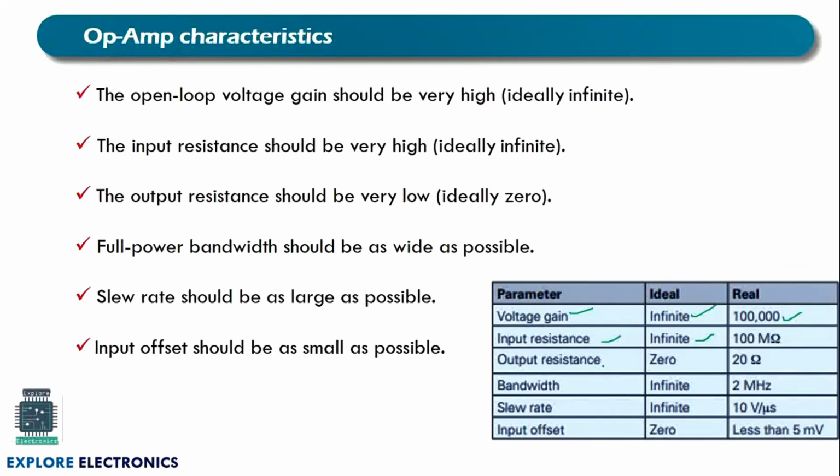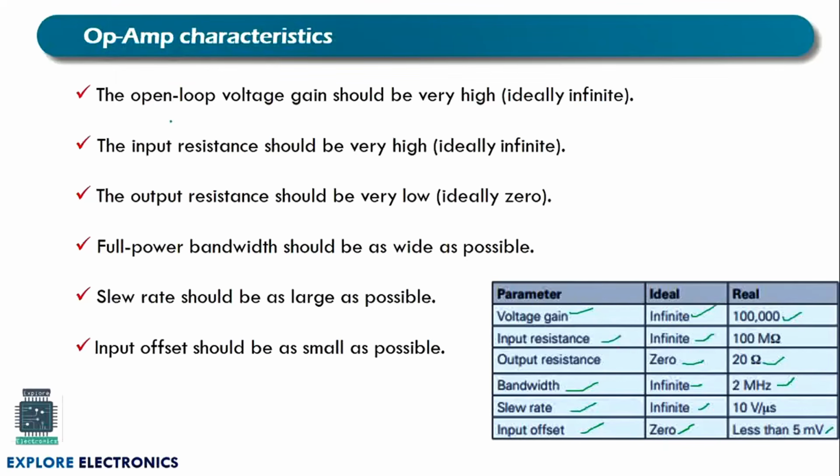Then output resistance. Output resistance should be 0 in the ideal case, and it is a very low value in real time. And bandwidth of the op amp should be infinite in the ideal case; practically it goes up to 1 megahertz or 2 megahertz. And slew rate should be maximum or infinite, we say. It is 10 volts per microsecond. And input offset means the offset voltage an op amp should take should be 0. There should not be any input offset voltage needed to make the output 0. And obviously in the practical case it is a minimum value, less than 5 millivolts.